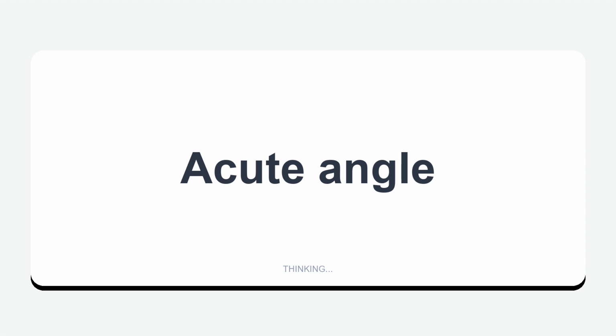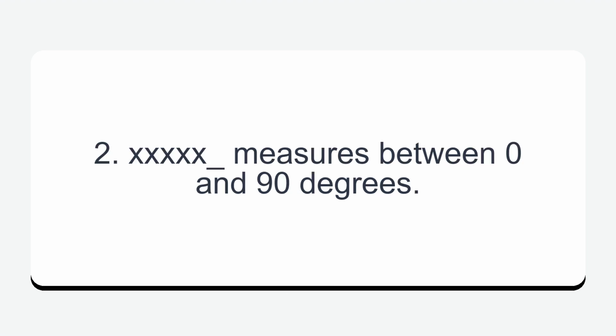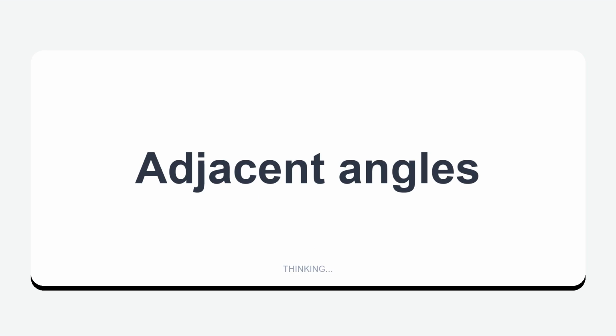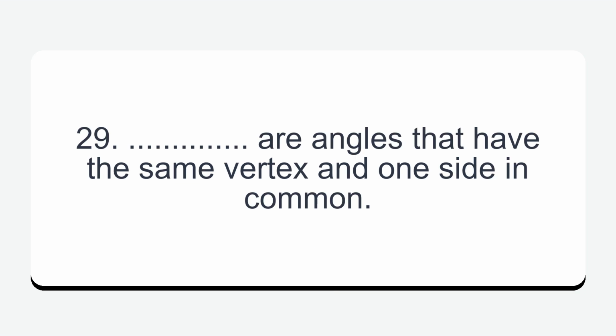Acute angle. Two, XXXXX measures between 0 and 90 degrees. Adjacent angles. 29. Are angles that have the same vertex and one side in common.